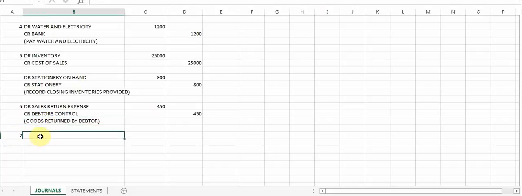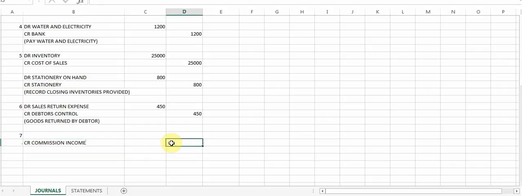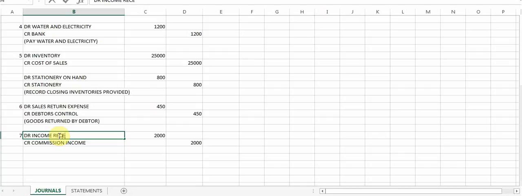In number 7, the commission of 2,000 Rand is still outstanding. So we're going to credit the commission income because it's too little. They tell you it's 2,000, so we short a debit. And the account that we debit is then income receivable. This is an asset account, and this is income that is still owed to me. If anyone owes me something, it's an asset. So I'm just going to say commission income is receivable.